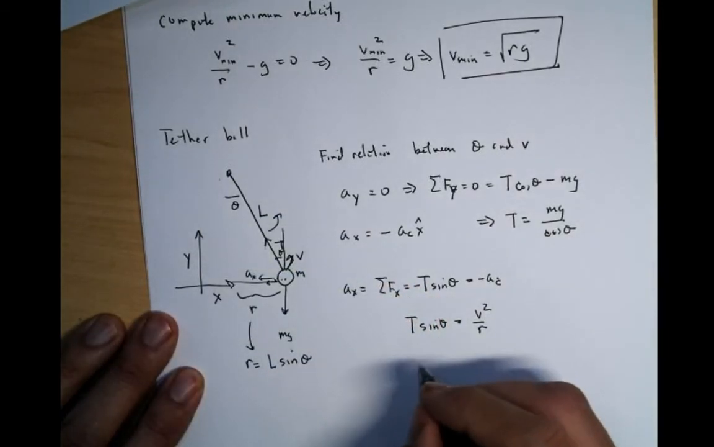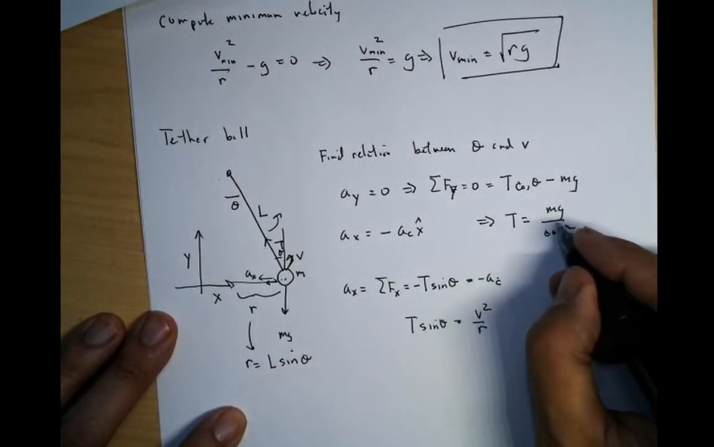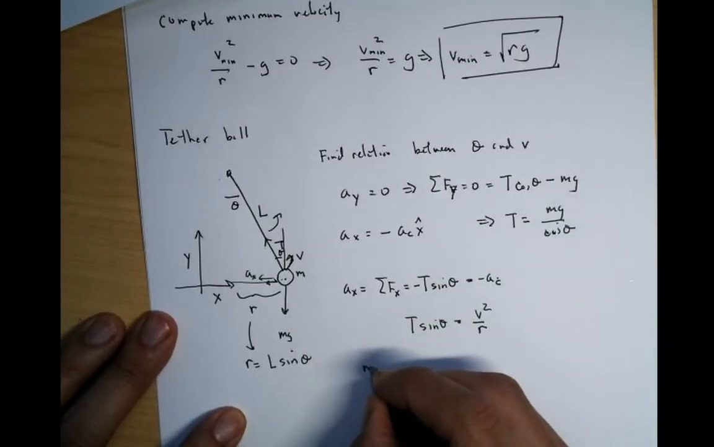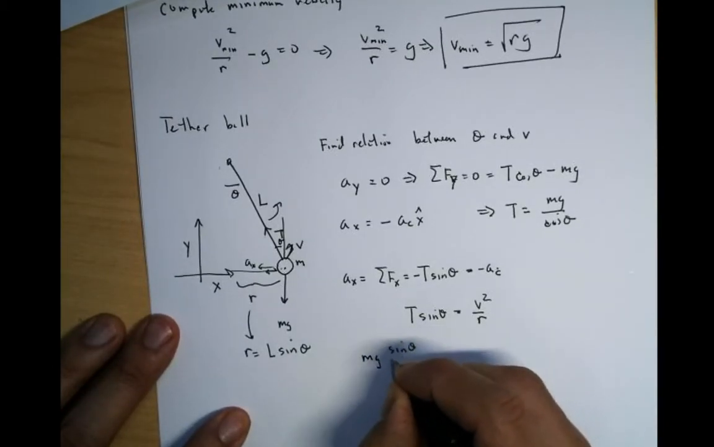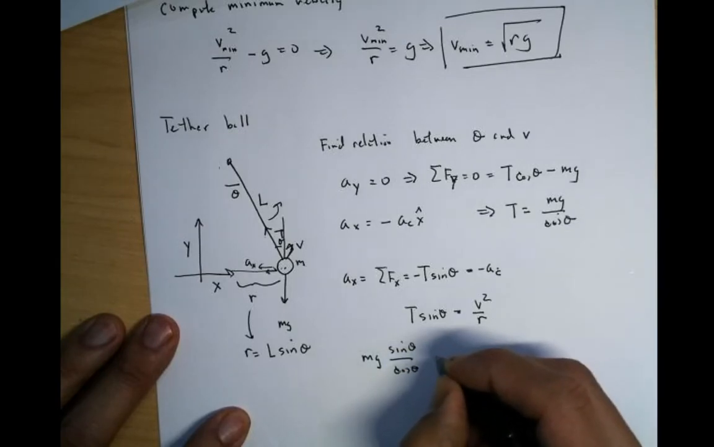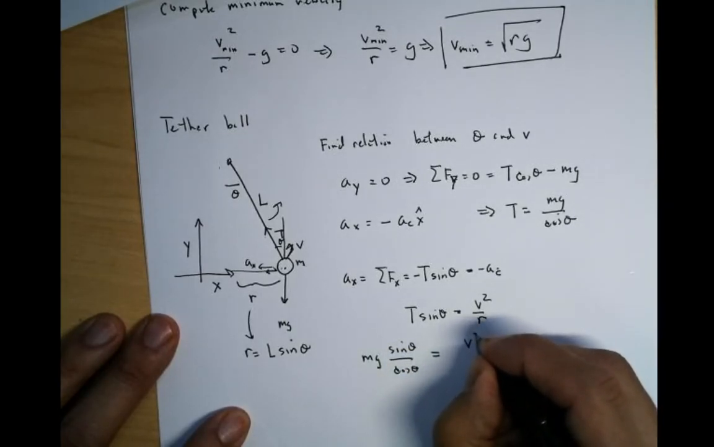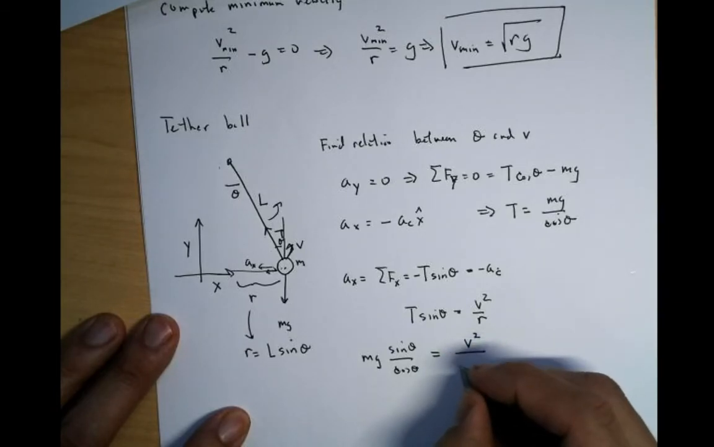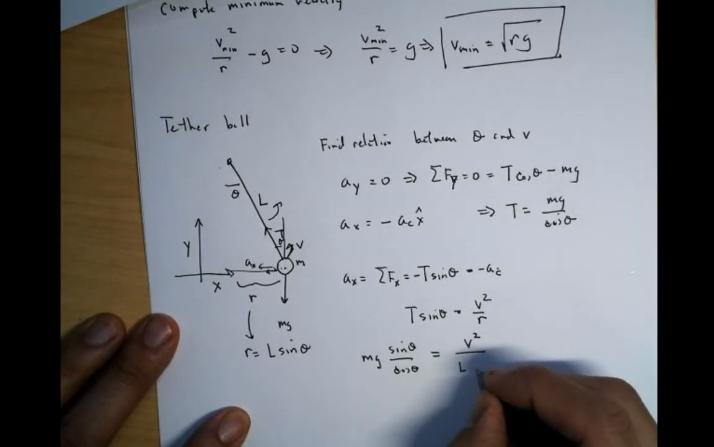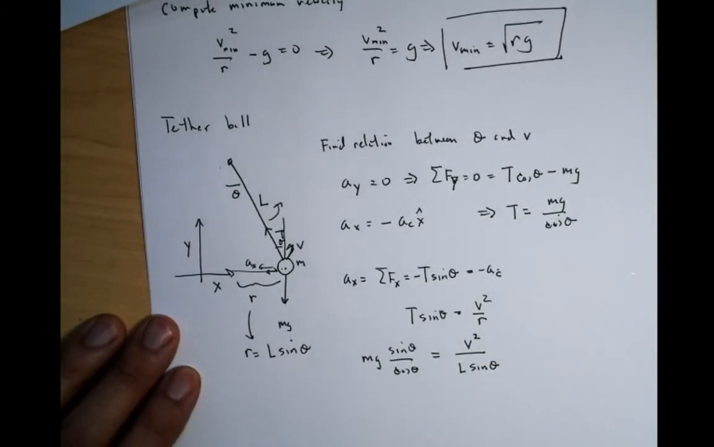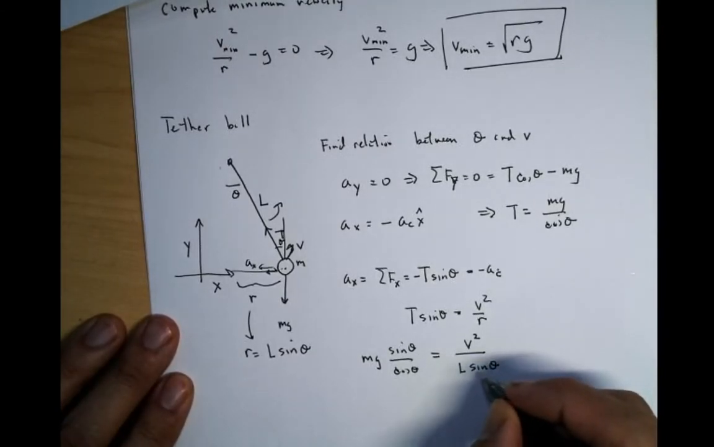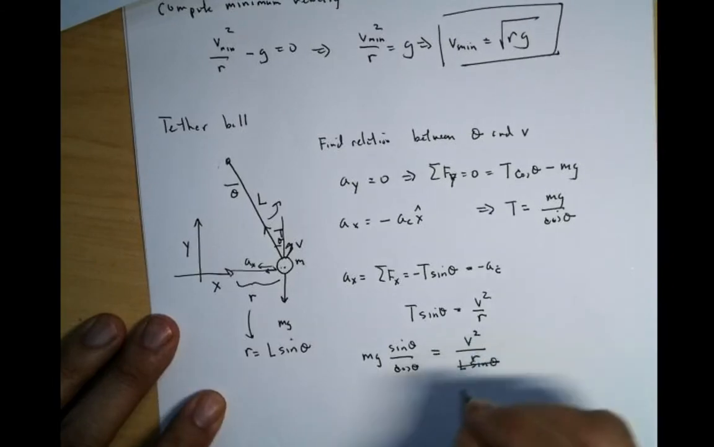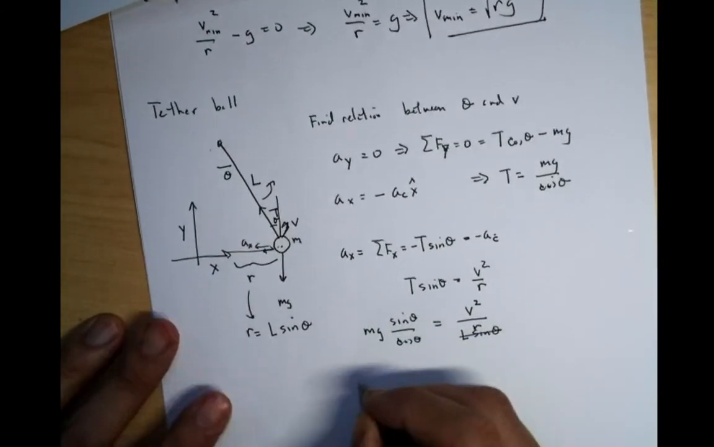All right. So let's put this all together. That's my tension. That's mg sine of theta over cosine of theta is equal to v squared divided by L sine of theta. Okay. Well, I'll leave it as r for now, okay, and then we'll just sort out. So this is basically the tangent theta.